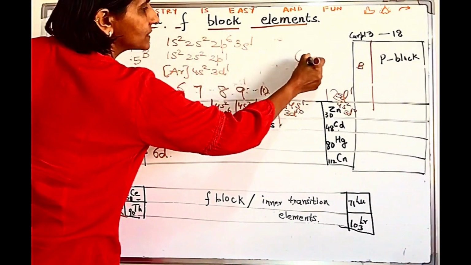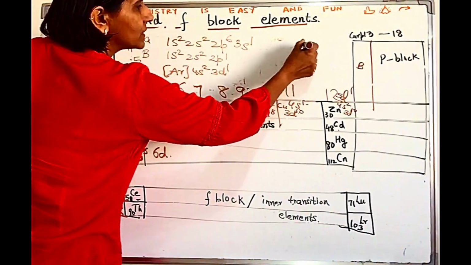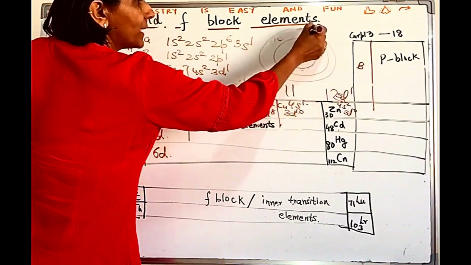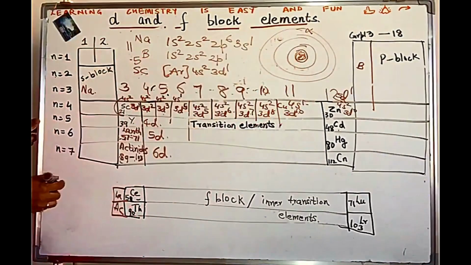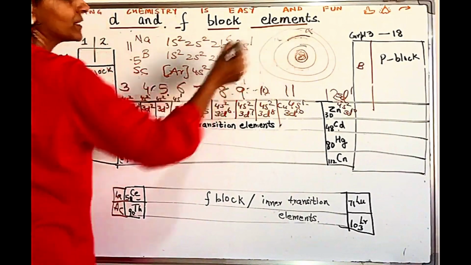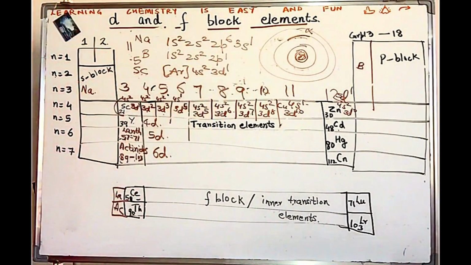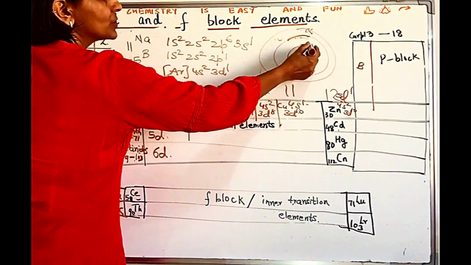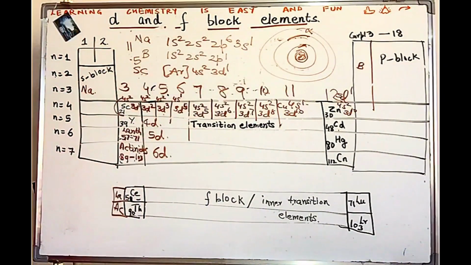So we have this as the nucleus of the atom. These are the orbits. If my last electron is here, then an orbit inner to this, one step inner to this, is called the penultimate. Two steps inner to this is called antepenultimate or inner penultimate.